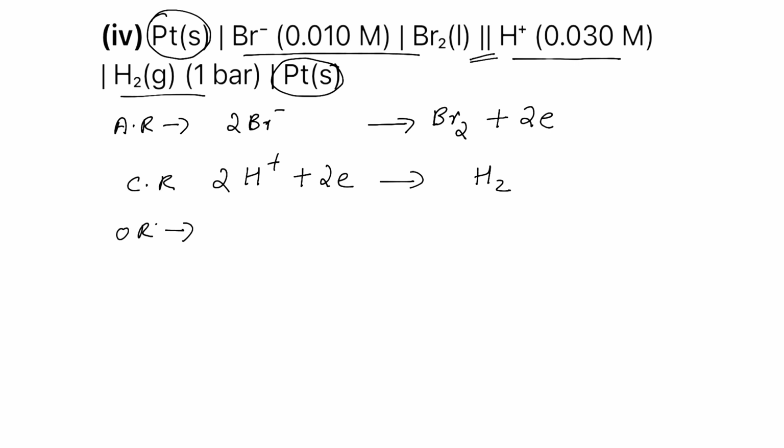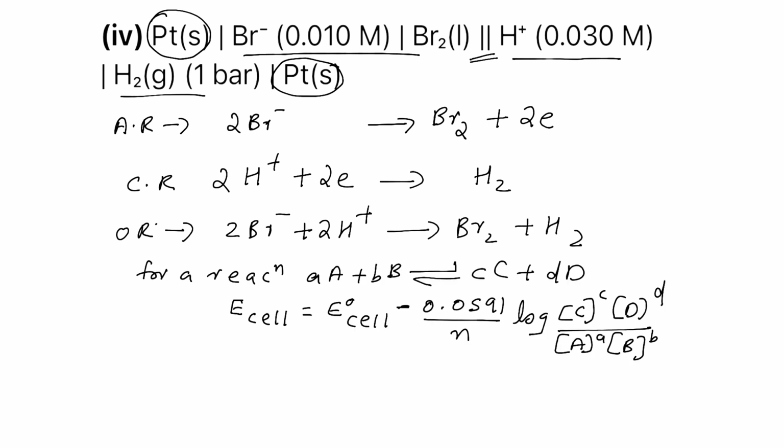So what you will get? 2Br minus plus 2H plus gives Br2 plus H2. Correct? Here if you check, you can see both ions are on the LHS part. Okay, and here you can see Br2 and H2 molecular forms are on the RHS part. Okay, so in such cases, remember this, for the reaction like aA plus bB gives cC plus dD, what is the Nernst equation? E cell is equal to E0 cell minus 0.0591 by n log [C] raised to c into [D] raised to d by [A] raised to a by [B] raised to b.